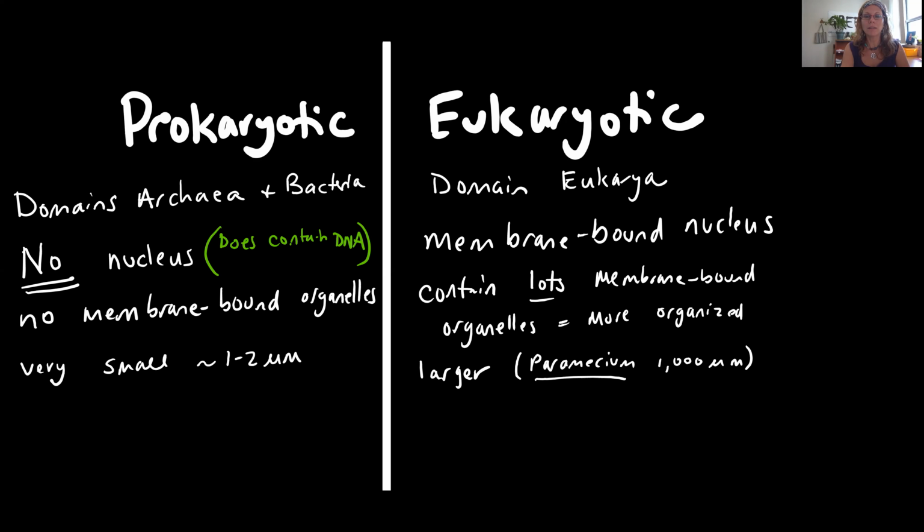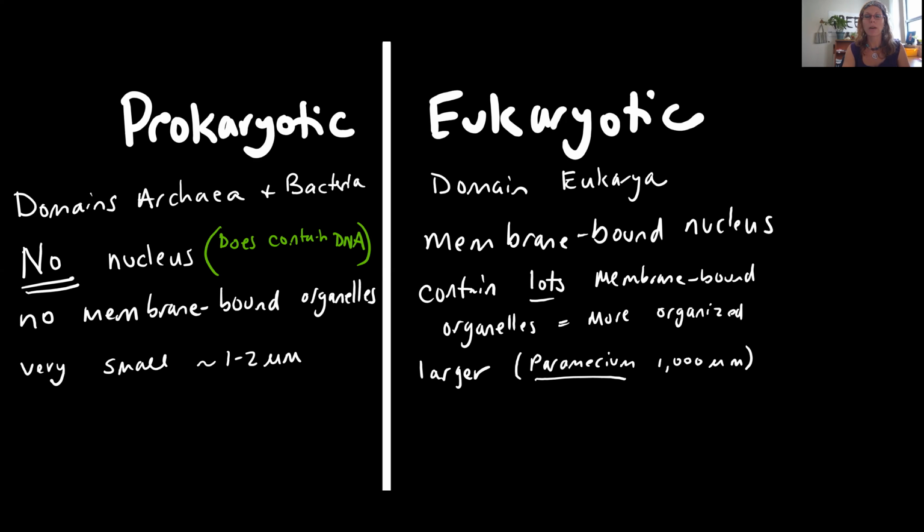Okay, and then we're going to see not only are the prokaryotic cells less organized, but they're also significantly smaller. So they're ranging in size from about 1 to 2 micrometers, whereas your eukaryotic cells can be as large as 1,000 micrometers in the case of a protist called a paramecium. And so eukaryotic cells can be 1,000 times as big as the prokaryotic cells. So significant difference.